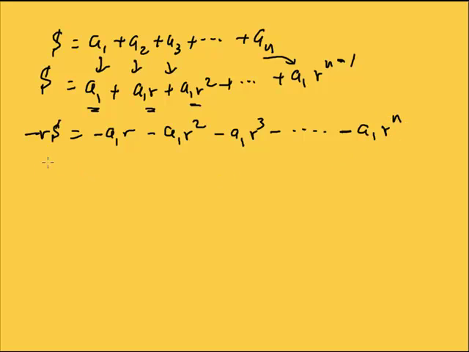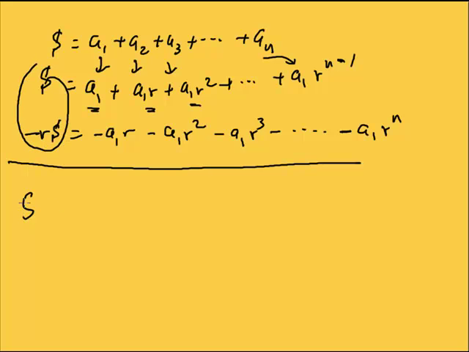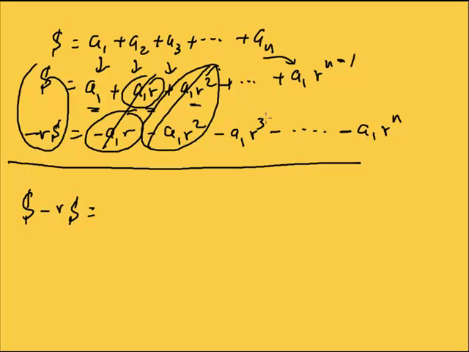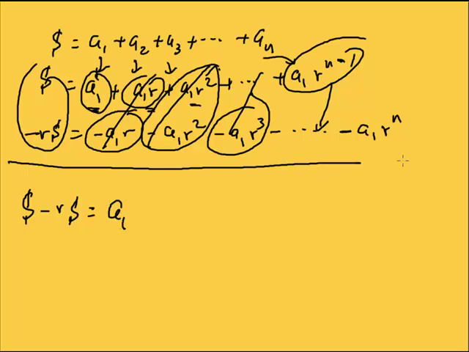Now if you notice, when we add these, the left hand side is going to be s minus r times s. On the right hand side, that term and that term are exactly opposite, so they're going to cancel. And then this term and this term cancel. Every term is going to cancel out. So the only thing left is the first term on the top, which is a sub 1, and the last term on the bottom, which is minus a sub 1 r to the n.